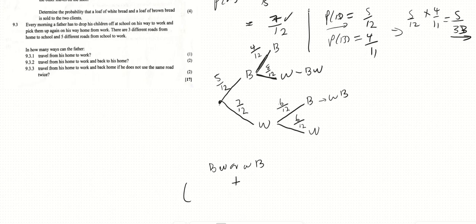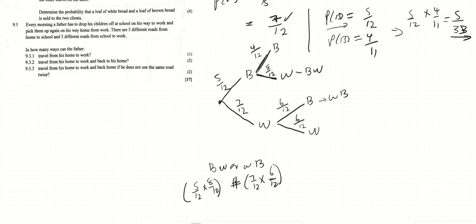So what is the probability of choosing brown? Choosing brown first is 5 over 12 multiplied by choosing white, which is 8 over 12, plus the probability of choosing white first, which is 7 over 12, and the probability of choosing brown second, which is 6 over 12. Why? Because now choosing brown is replaced with white, and choosing white is replaced with brown.